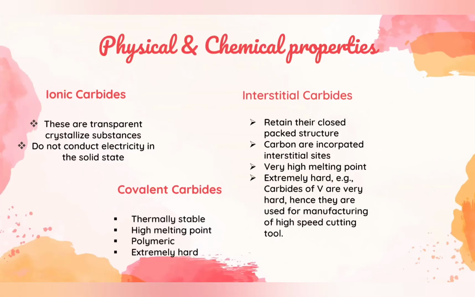Physical and chemical properties. Ionic carbides are transparent crystallized substances and do not conduct electricity in the solid state. Interstitial carbides retain their close-packed structure, with carbon incorporated in interstitial sites, and have a very high melting point and are extremely hard. For example, carbides of vanadium are very hard. Hence, they are used for manufacturing high-speed cutting tools. And covalent carbides are thermally stable, with high melting point, polymeric, and extremely hard.